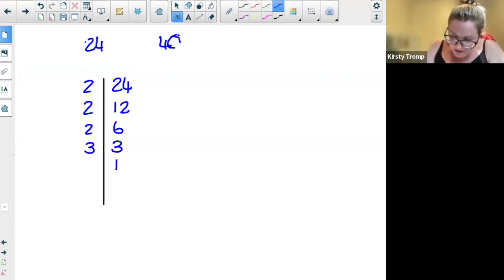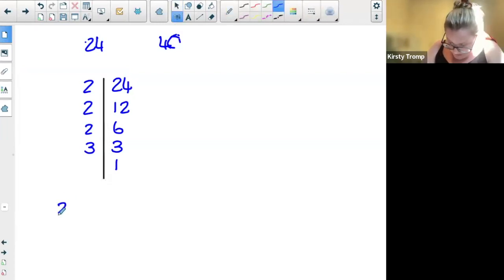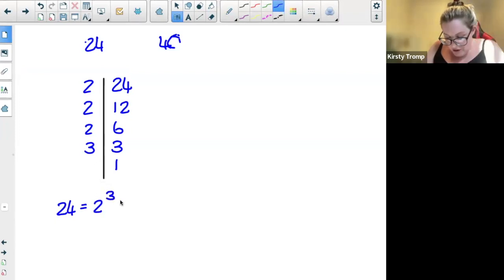Good. Well done. So if I write this as a product of its prime factors, it's going to be 24 equals what? 2, 2, 2, and 3. So 2 to the power of? 3. Good. Times by? 3. Well done. Thanks, Itandile.